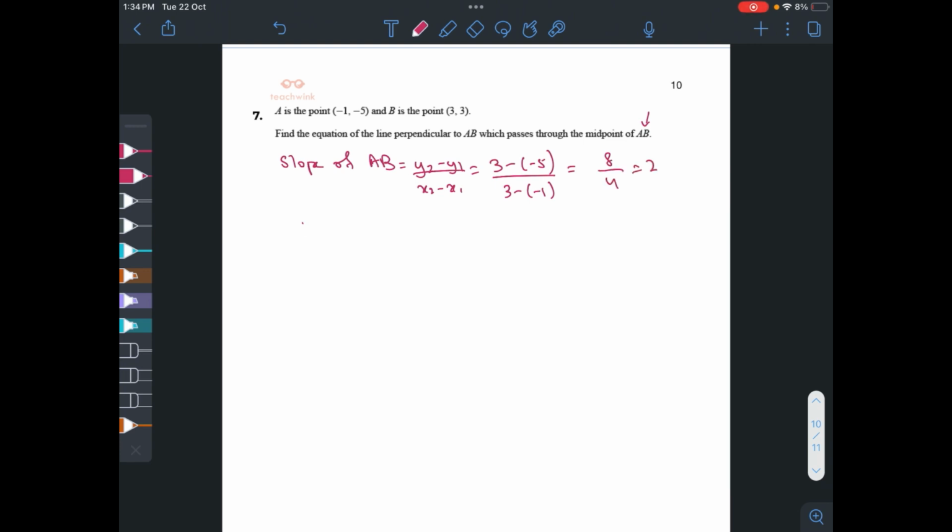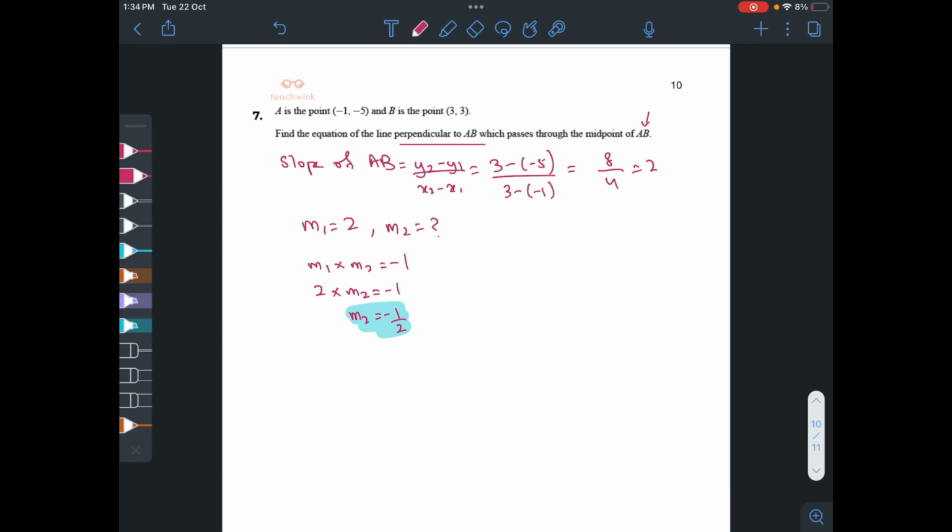Now let's say that we call the slope of AB M1, and the slope of the perpendicular line, let's call that M2. We don't know that. In order to find the slope of the perpendicular line, if I multiply the slope of these two lines together, I should get negative 1. That means I put 2 over here and I do 2 times M2 is equal to negative 1. So M2 is going to be equal to negative 1 over 2. This is the slope of the perpendicular bisector of AB.